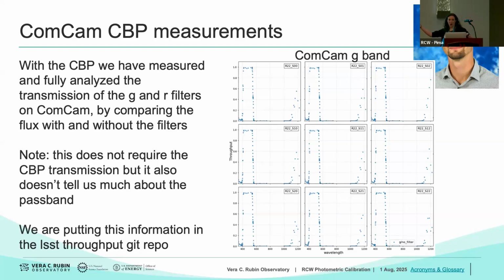And then we took the filter off and we just took the ratio of the flux in the 2 spots. And from this, we have both G band and R band measurements. We are going to be putting these in a Git repo so that everyone has access to them. And you can see very clearly our ComCam G band red leak, which is very strong.